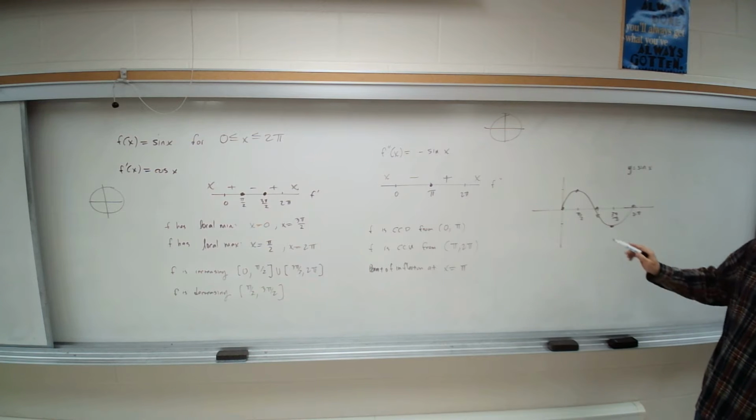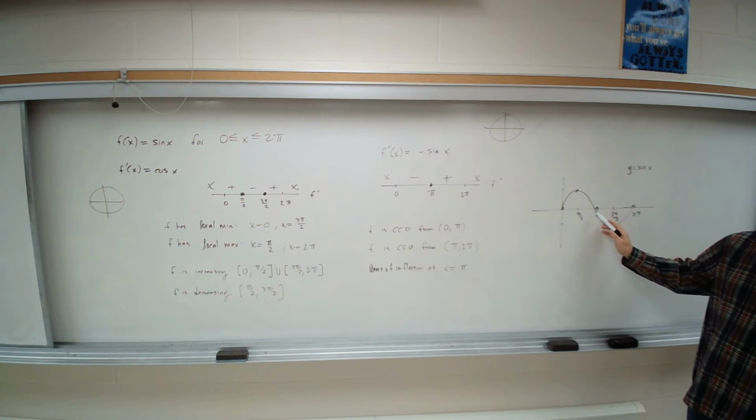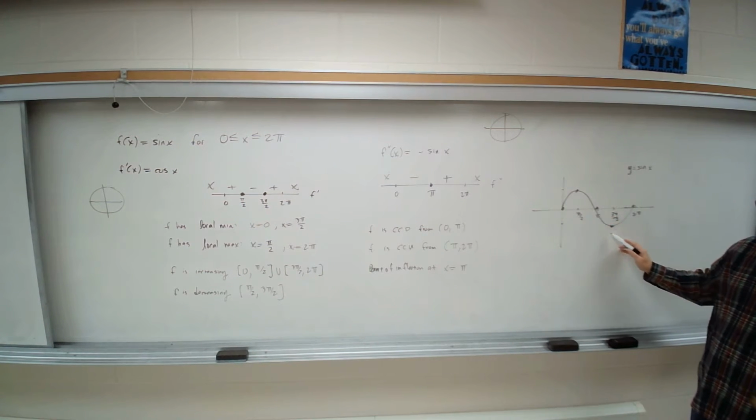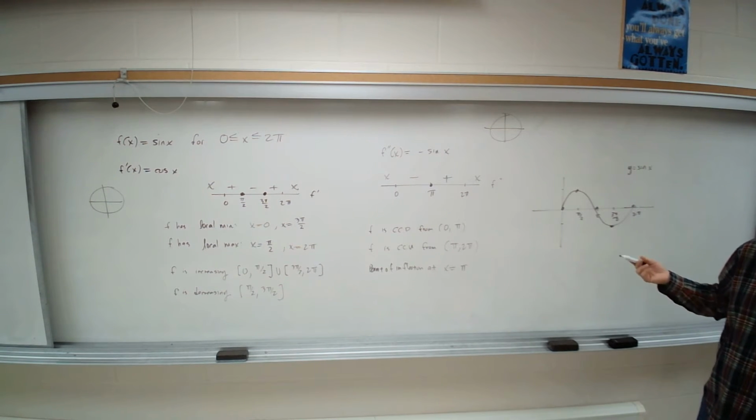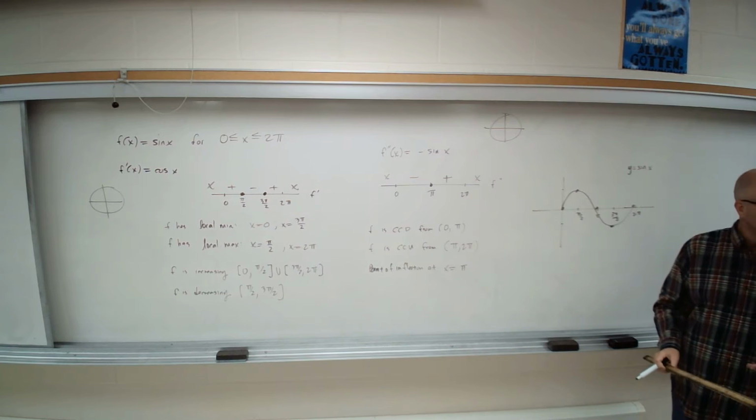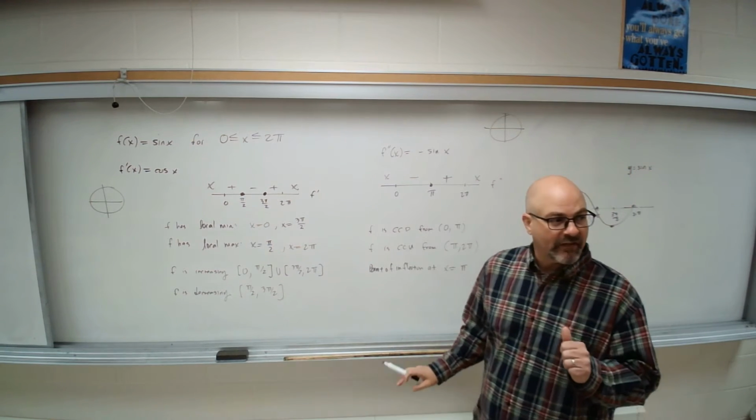Is it concave down from 0 to pi? Seems pretty believable. Is it concave up from pi to 2 pi? Seems believable. It does have to change concavity. It makes sense that it would do it at the halfway point. Okay, so you good on that one? Yeah.